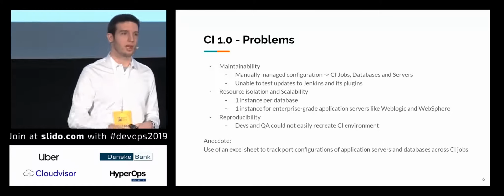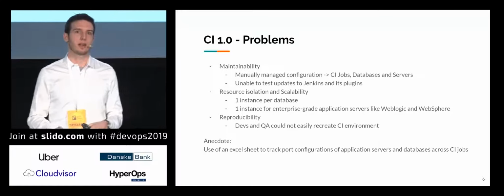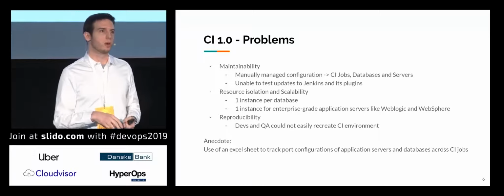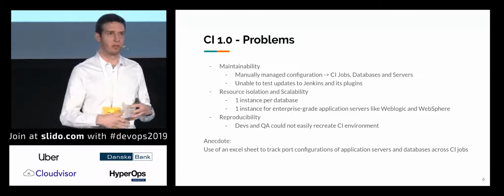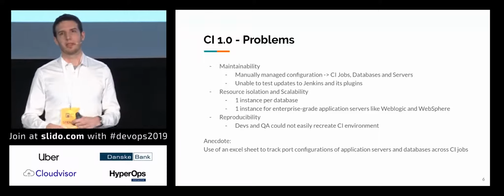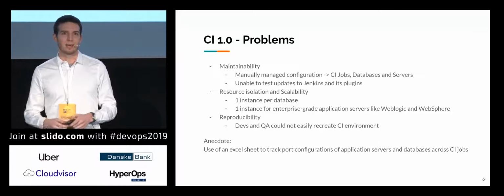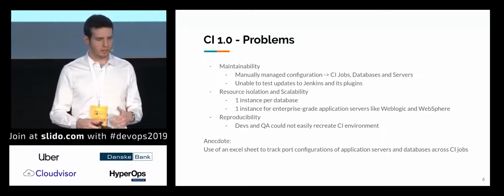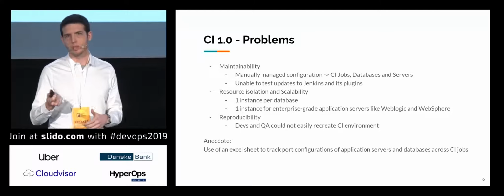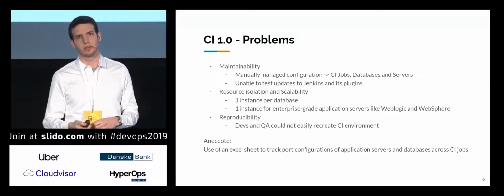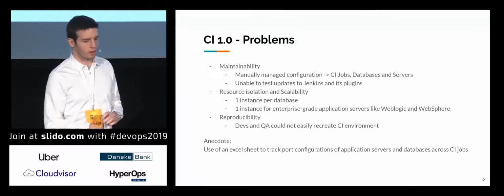So our devs and QA were really struggling to reproduce issues that we had in the CI in their local environment. They had to follow these huge wiki pages trying to describe to them how you can configure your DB2 database on your local machine. This was really painful for them. And it was extremely complex to recreate an issue that you had in CI in your local environment.